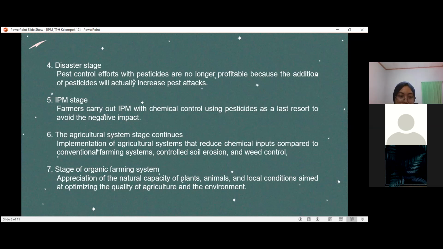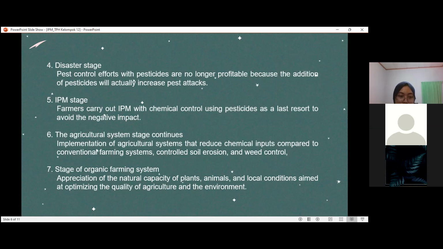Implementation of an agricultural system that reduces chemical input compared to conventional farming systems, controls soil erosion, and controls weeds. A sustainable agricultural system has efficiency of agricultural activities and maximum input of materials, maintenance of soil fertility by adding plant nutrients, and the use of biological principles in the implementation of agriculture.